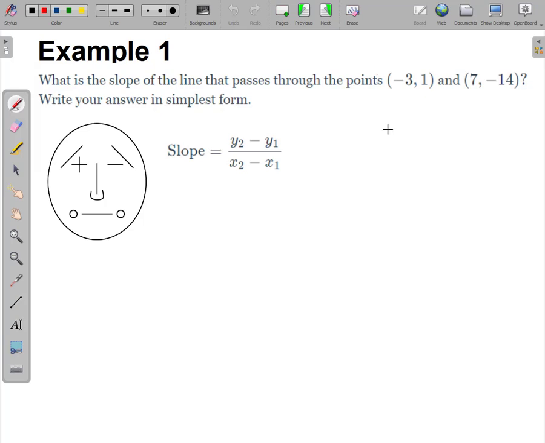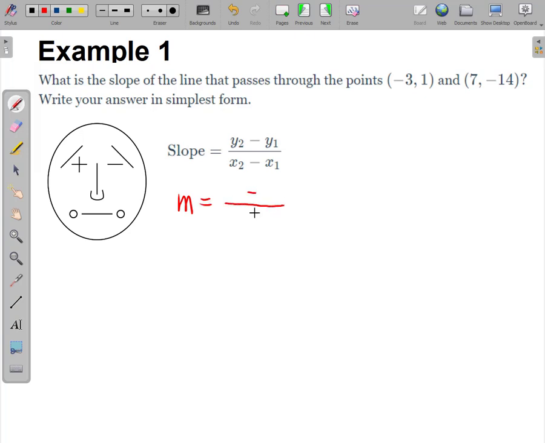Example 1. What is the slope of a line that passes through the points (-3, 1) and (7, -14)? Write your answer in simplest form. So the formula for slope is y sub 2 minus y sub 1 over x sub 2 minus x sub 1. The word for slope can be simplified to m.